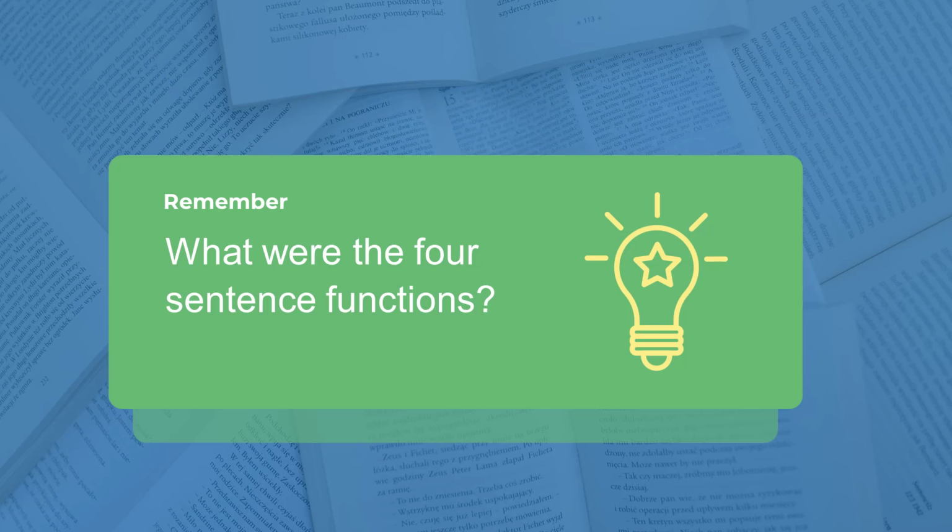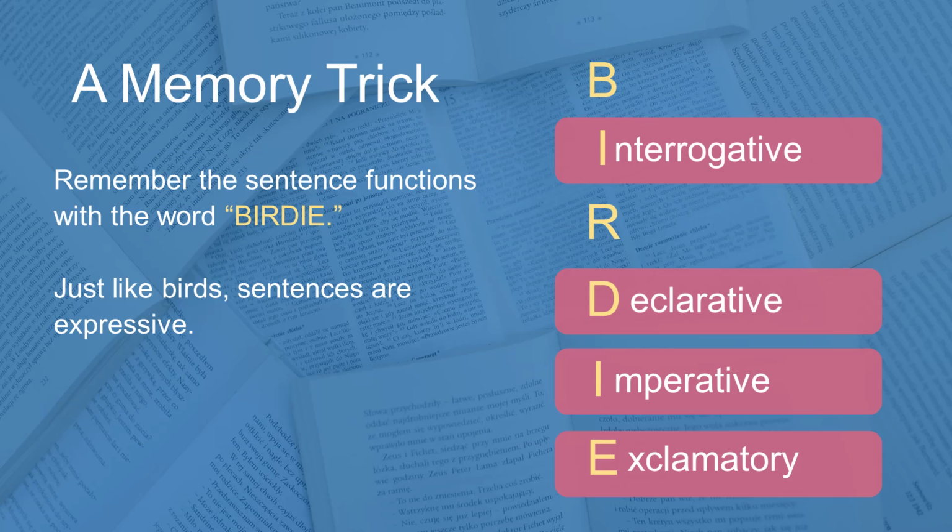Remember, what were the four sentence functions? Go ahead and write those down now before we move on to a memory trick. So the memory trick here is that we can use the word birdie to remind us of the four sentence functions. So the I in birdie stands for interrogative, the D stands for declarative, the I stands for imperative, and the E stands for exclamatory. And just like birds, sentences express a range of ideas.